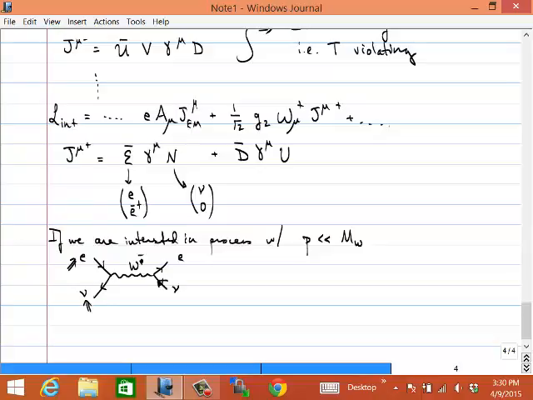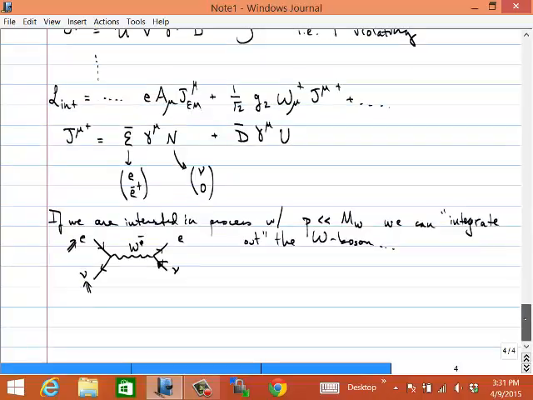So this is a process where an electron and a neutrino would scatter off of each other via the exchange of a W boson. And in fact, we could go ahead and write that out explicitly. It's not terribly difficult. But there's a neat trick that you can use to think about this if you're studying it at momenta that are much less than the mass of the weak boson. So essentially what we can do is integrate out the W boson. So what do I mean by that?